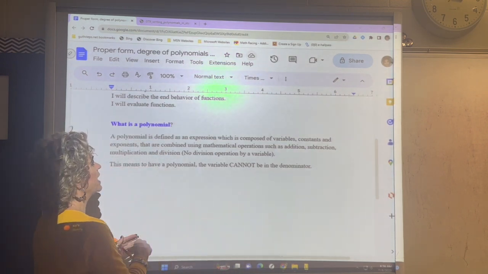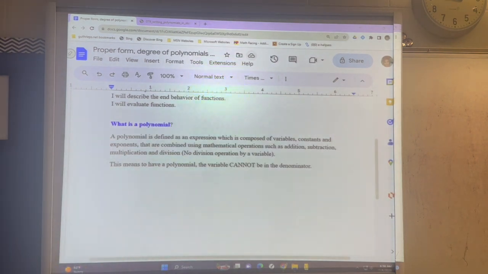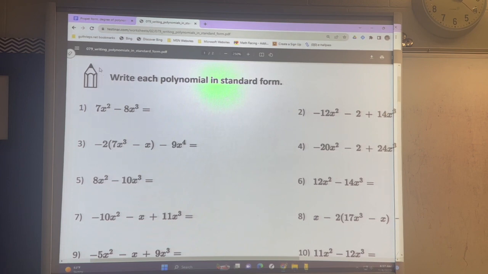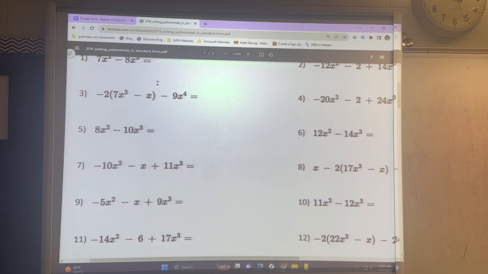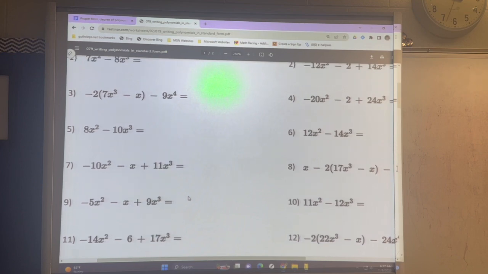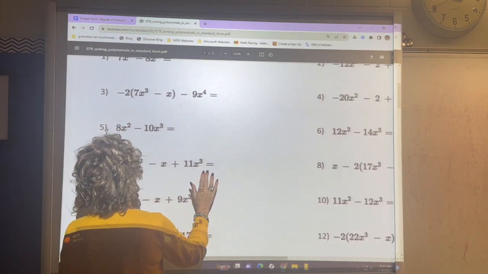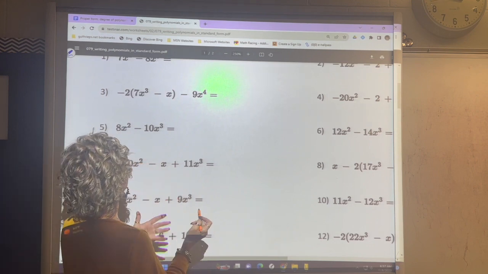Now, with that said, I'm going to run over there. I just grabbed a quick PDF, and what we're going to do with this PDF is talk about proper form. In this particular worksheet, they call it standard form. We're going to call it proper form. Okay, I'm going to start with number 3. Number 3 has us do a little something. Sometimes we have to perform operations, sometimes we don't. We're going to go ahead and simplify this.